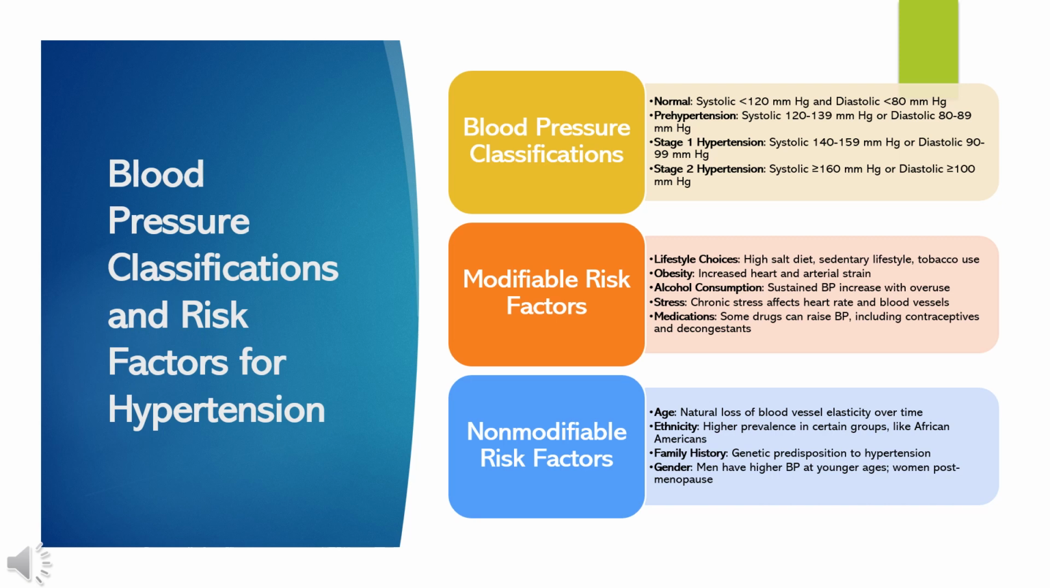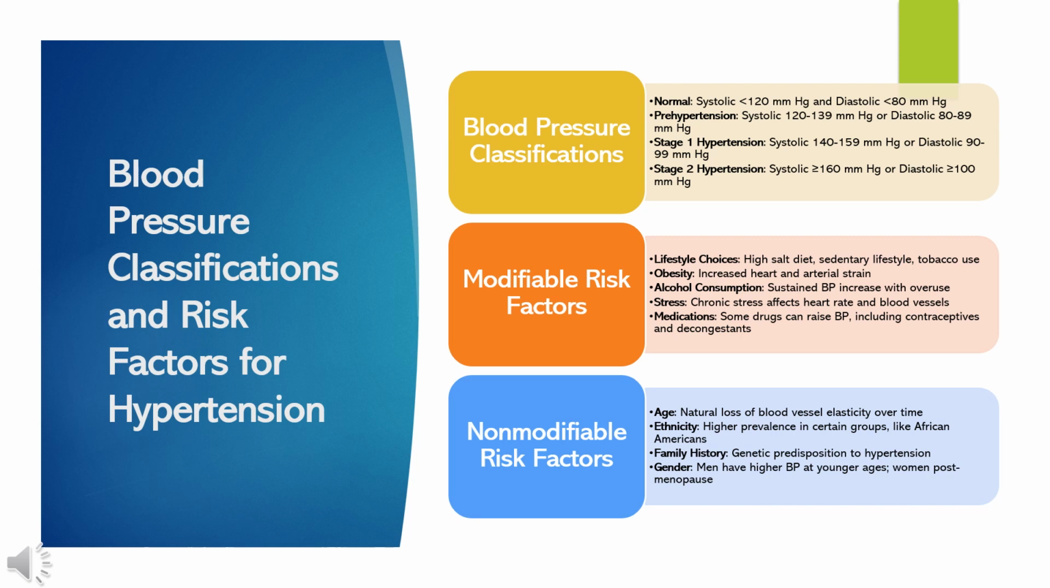Let's take a look at some of the modifiable risk factors. Modifiable risk factors means things that we can change. So that includes lifestyle choices. A diet rich in salt, a lack of physical activity, and tobacco use directly impact blood pressure. Salt increases fluid retention, raising blood pressure, but exercise helps to strengthen the heart. Obesity, which is when excess body weight, increases the strain on the heart and also leads to higher blood pressure.